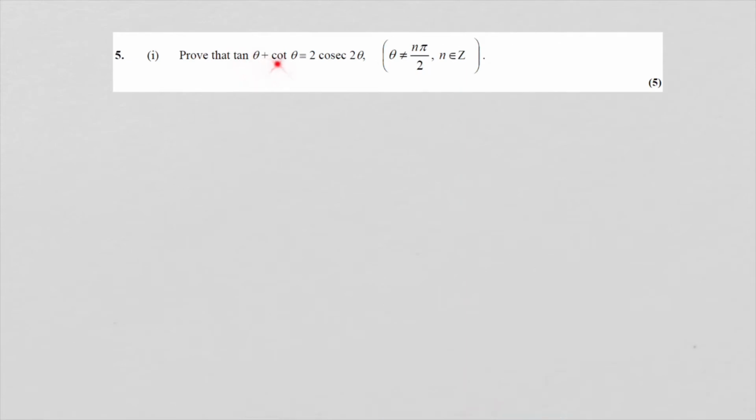Prove that tan theta plus cotan theta is identical to 2 cosec 2 theta. So we have tan theta plus cotangent theta identical to 2 cosec 2 theta. We can work with the left hand side or the right hand side, so you can choose which one you prefer. I'm going to work with the right hand side.